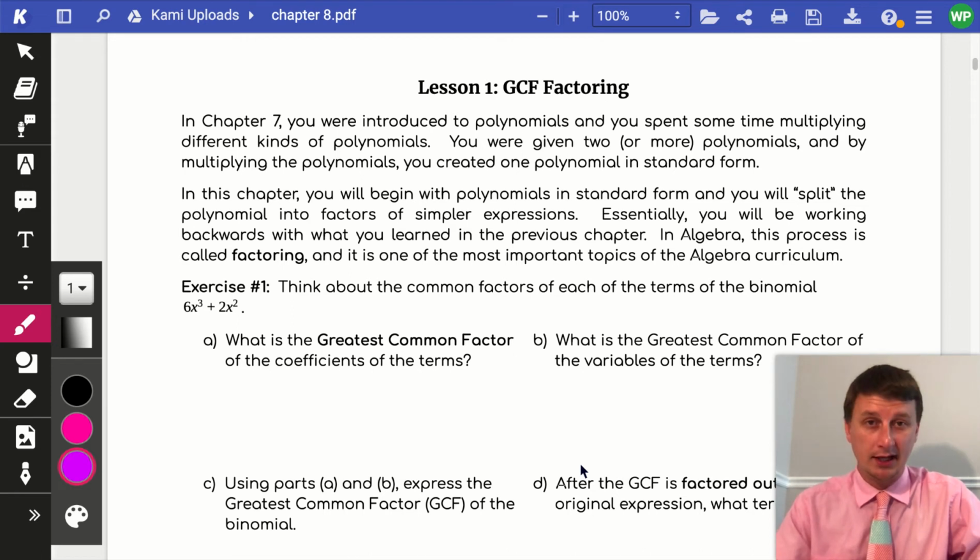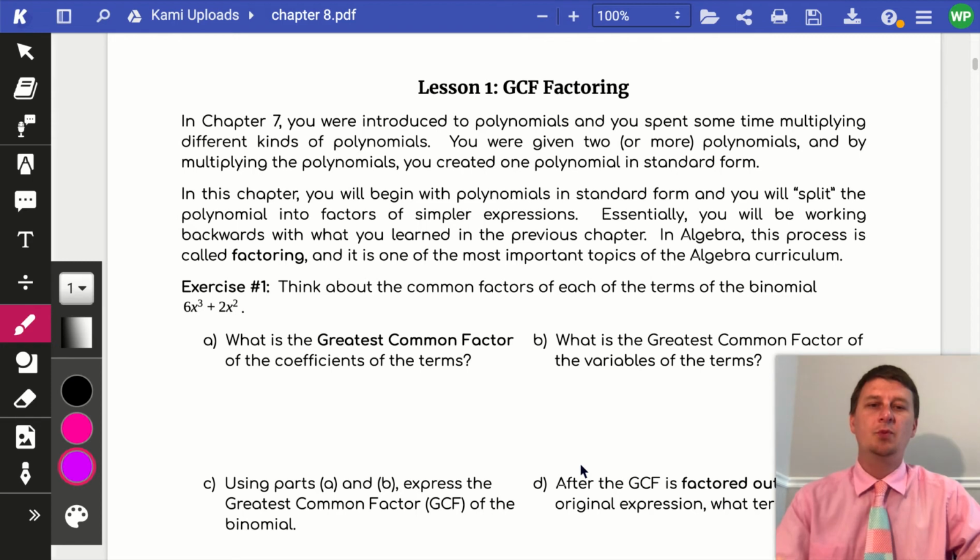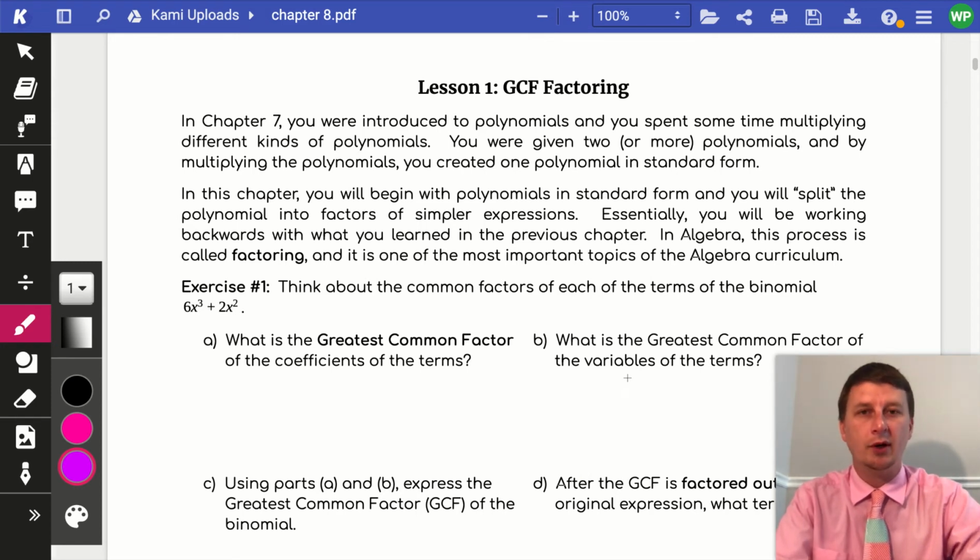So let's read this top part together. It says in chapter 7, you were introduced to polynomials and you spent some time multiplying different kinds of polynomials, which is what we just said. You were given 2 or more polynomials, and by multiplying the polynomials, you created one polynomial in standard form. In this chapter, you'll begin with polynomials in standard form, and you will split the polynomials into factors of simpler expressions. Essentially, you will be working backwards with what you learned in the previous chapter, and in algebra, this process is called factoring. And it is one of the most important topics in the Algebra 1 curriculum.